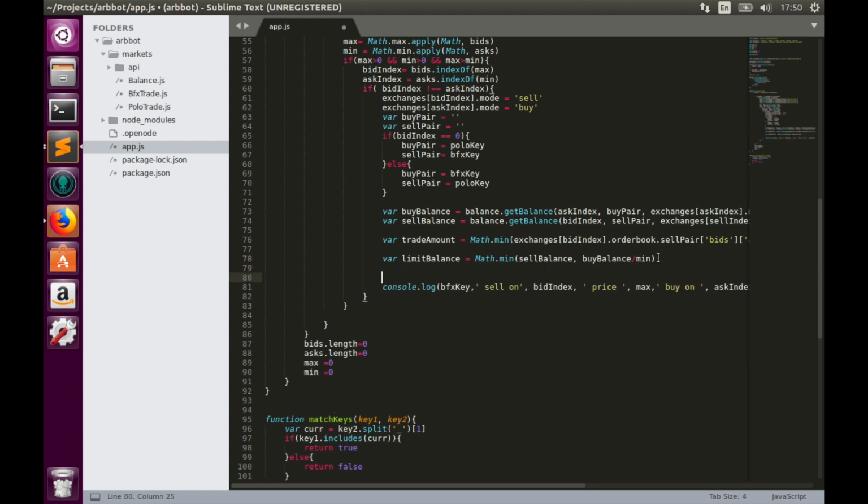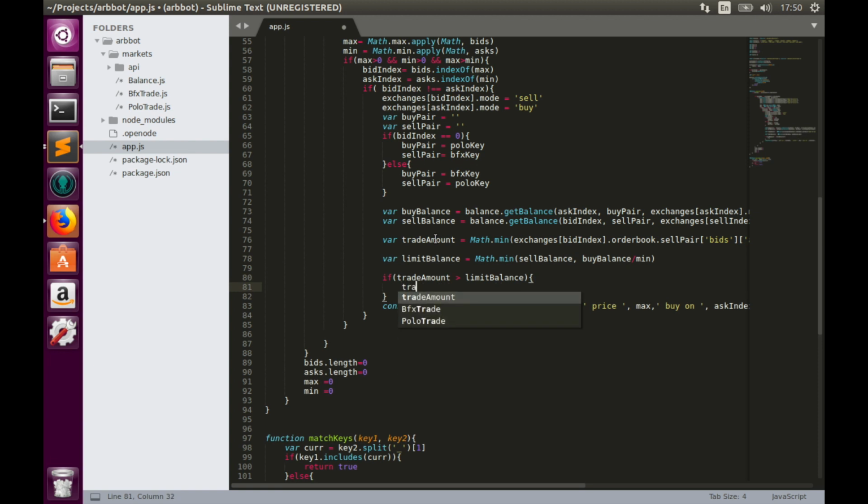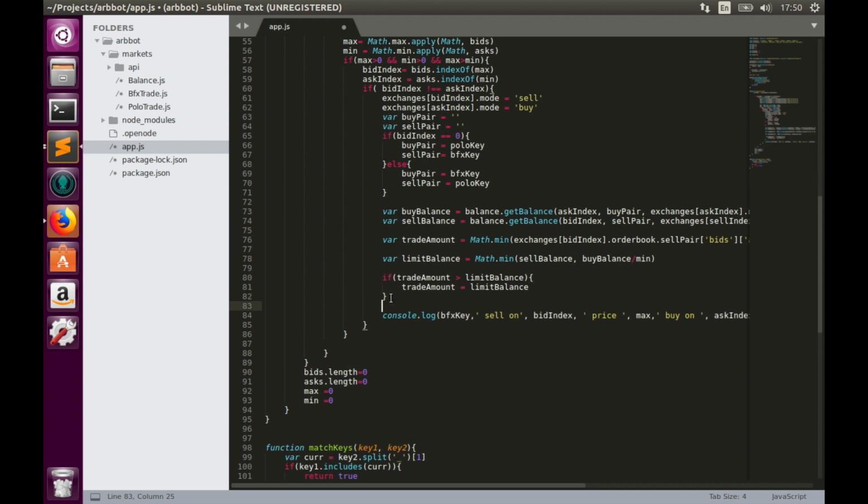Now we can compare trade amount with our balance. So we'll take limit balance. Of course, trade amount should not be greater than the amount of money we have. So if trade amount is greater than limit balance, then trade amount equals limit balance. Okay, we have just completed the second task from Trello.